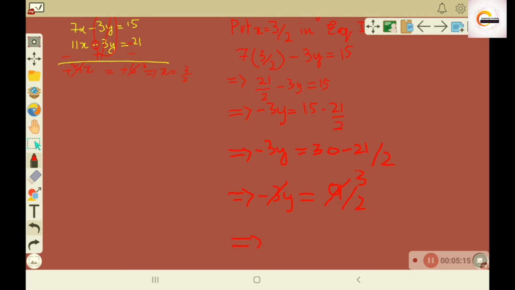Then y is equal to, again, minus 3 upon 2. So our required point of intersection will be 3 upon 2, minus 3 upon 2. You can convert it into a mixed fraction as well if you want. I am writing it like this.